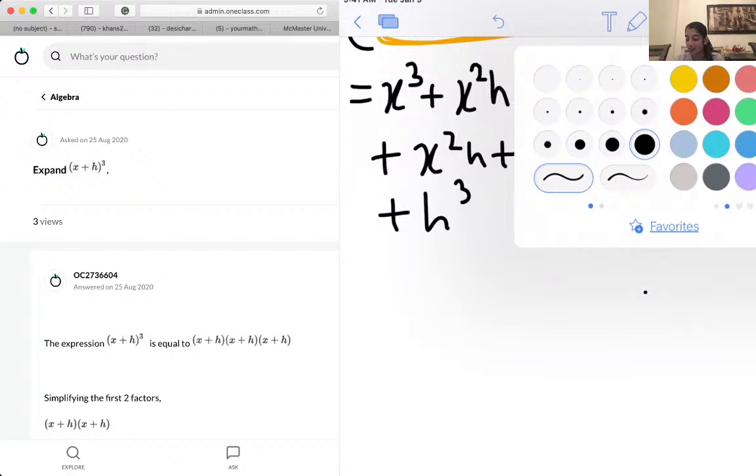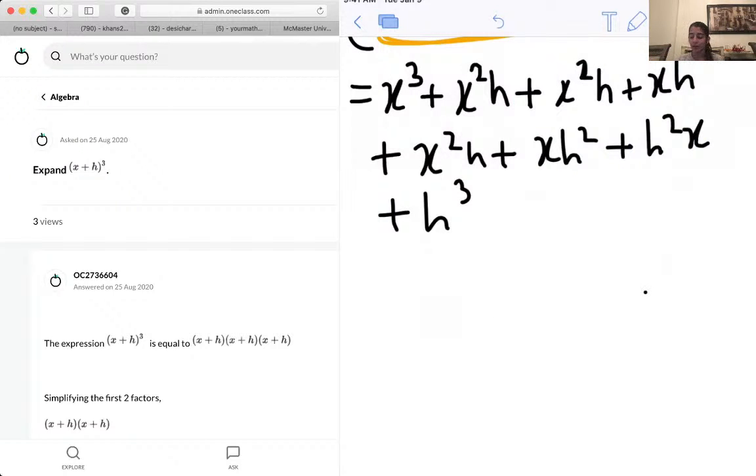The next thing that I would love to do is add together all the like terms so I don't forget any of them out, because a lot of students, this is like the second place where they go wrong, is they forget to add all the terms.